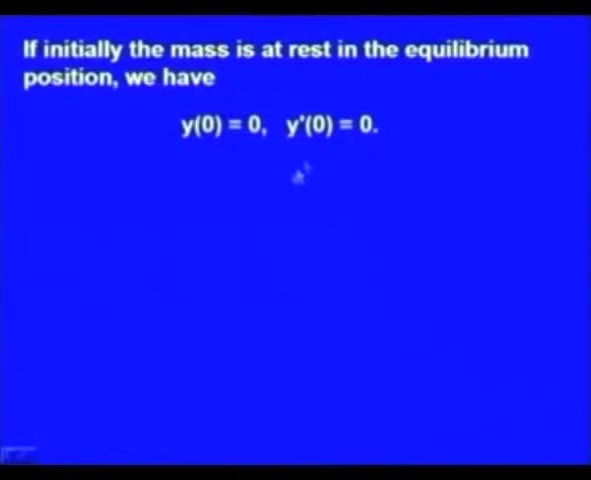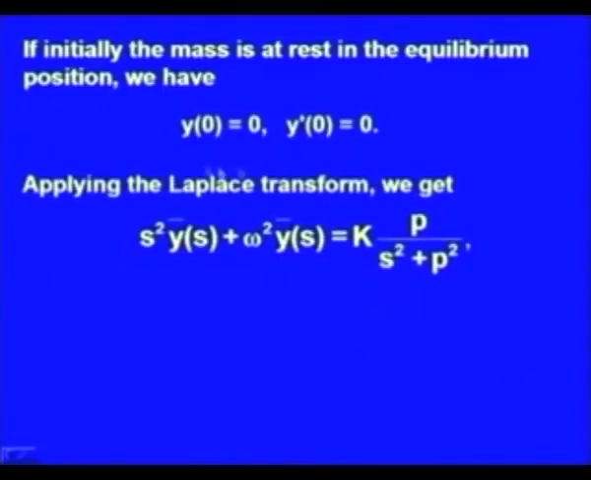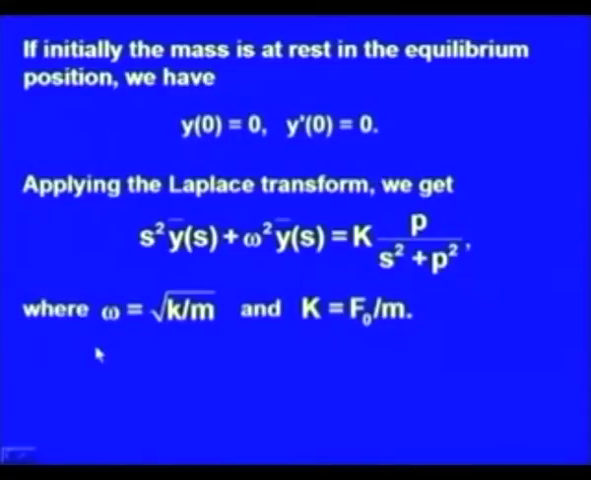Now, we are assuming that initially the mass is at rest in the equilibrium position. So, we will have y 0 equal to 0 and y dash 0 equal to 0. And when we take the Laplace transform of the governing equation of motion of the mass m, we have s square plus omega square into y bar s equal to K into p over s square plus p square, where we have assumed that omega is equal to square root k by m and capital K denotes f naught over small m.